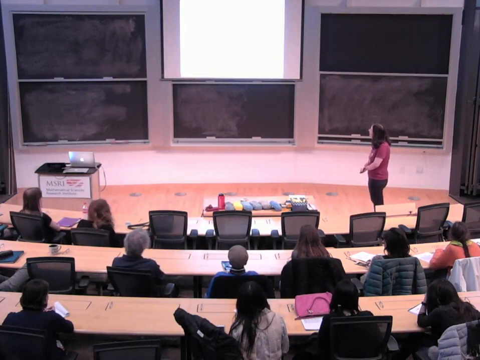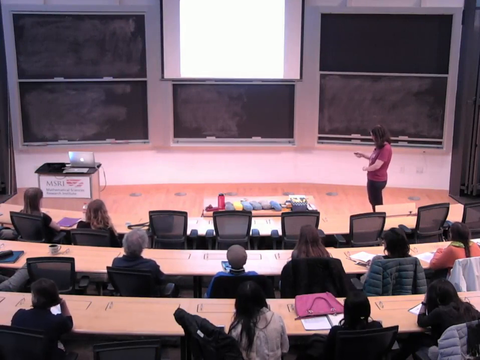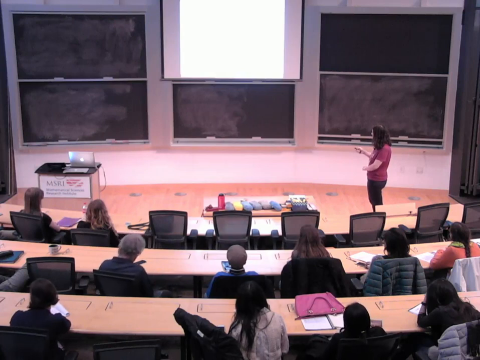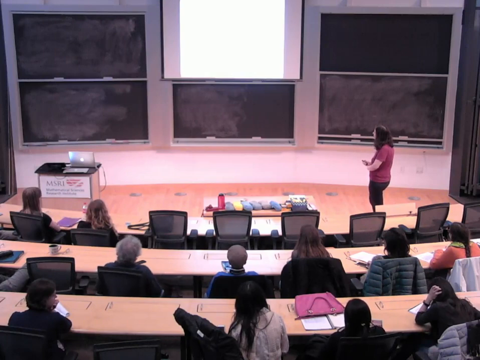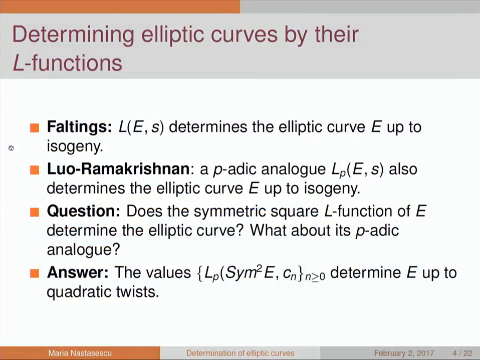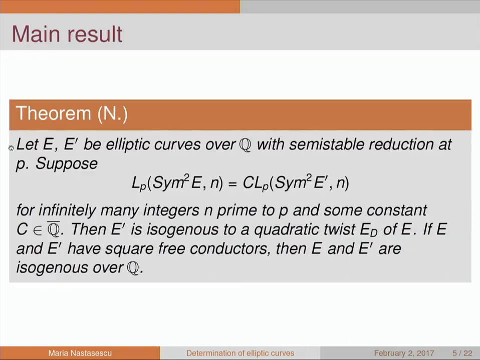I'm just giving the general background for this question here. I will try to show that if I know infinitely many such special values of the adjoint p-adic L function of the elliptic curve, then I can say what the elliptic curve is up to quadratic twists.